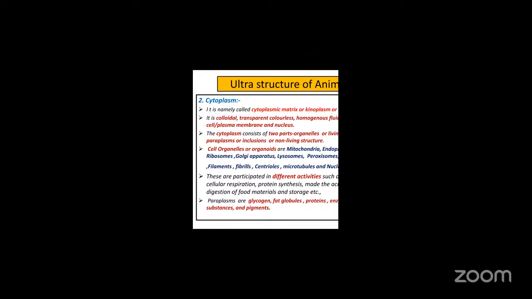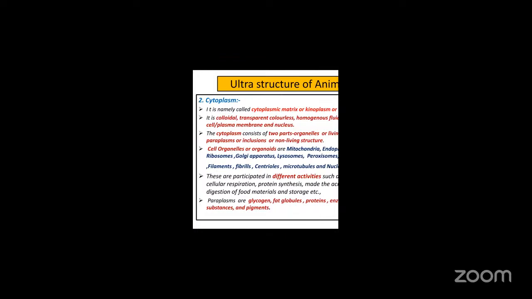Now, what are the various cell organelles that are present? These cell organelles are also called organoids. So you can also call the cell organelles as the organoids, and they are in the form of mitochondria, ribosomes, endoplasmic reticulum, Golgi apparatus, lysosomes, peroxisomes, as well as the cytosomes. So these are the different organelles that are present in the cytoplasm.